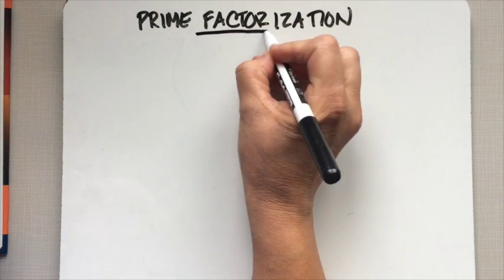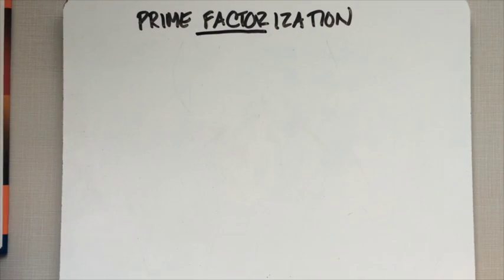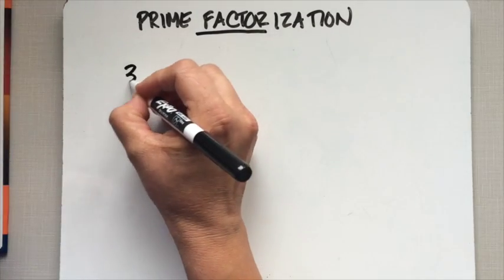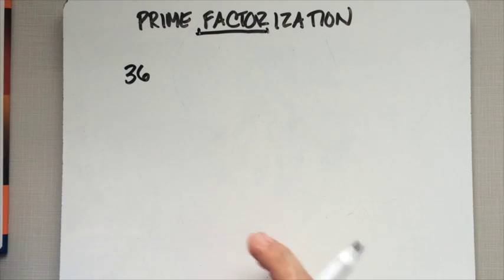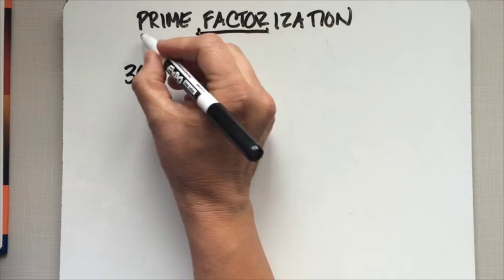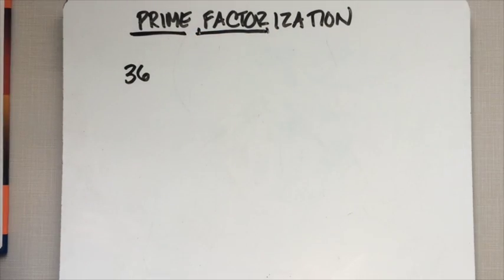So the word factor is just two quantities being multiplied together. They can be fractions, they can be numbers. So what we're doing is we're taking a number, let's say 36, and we're finding factors. So we're finding numbers that multiply to 36, but we're not going to list all the factors that multiply to 36 because really we're interested in the primes.